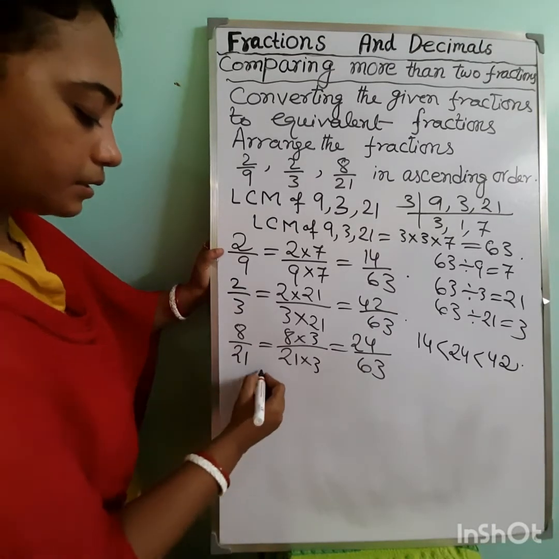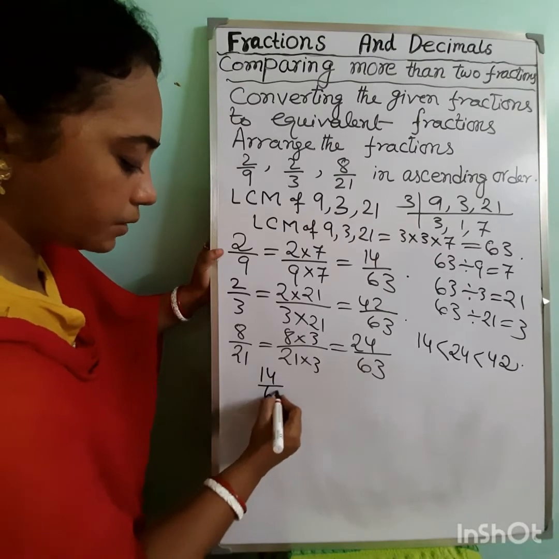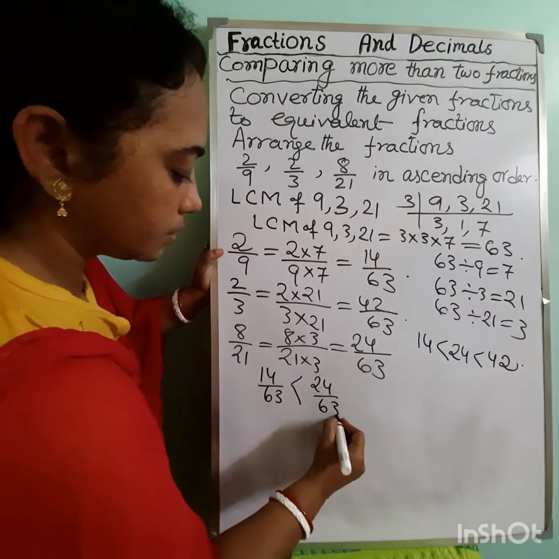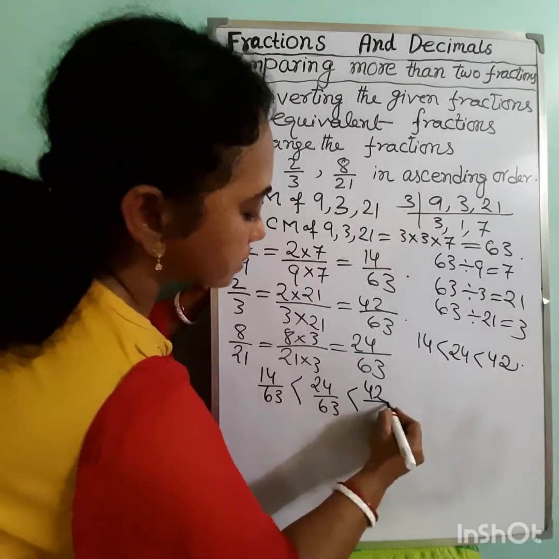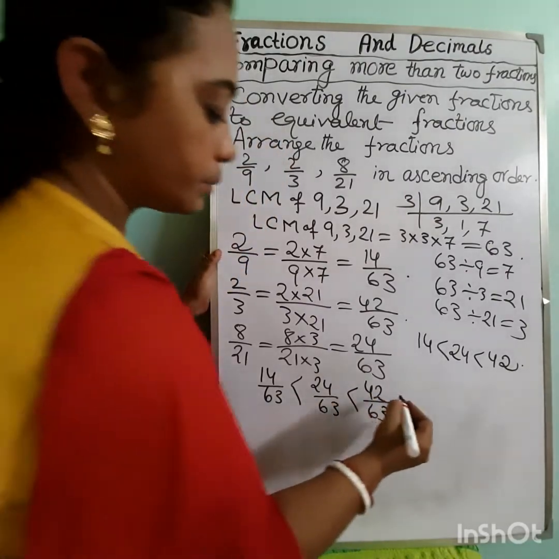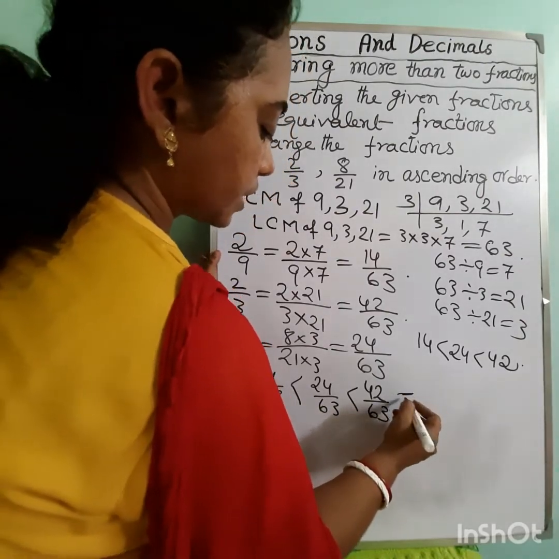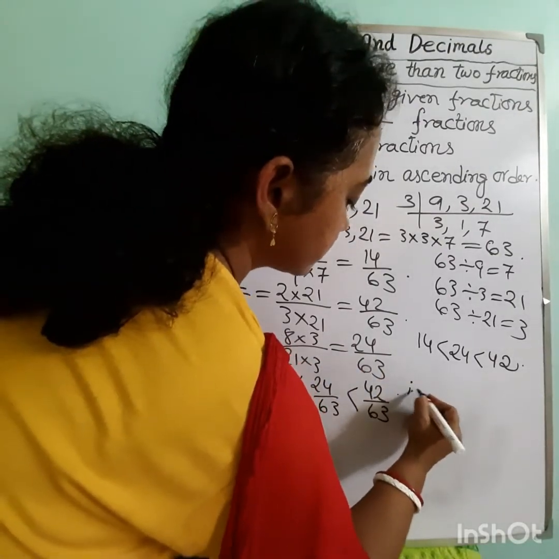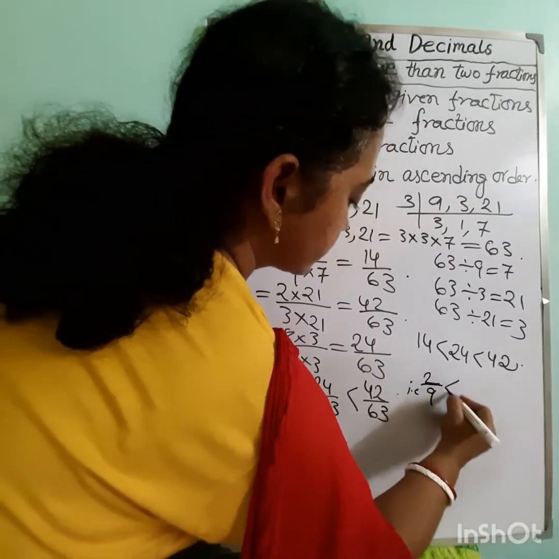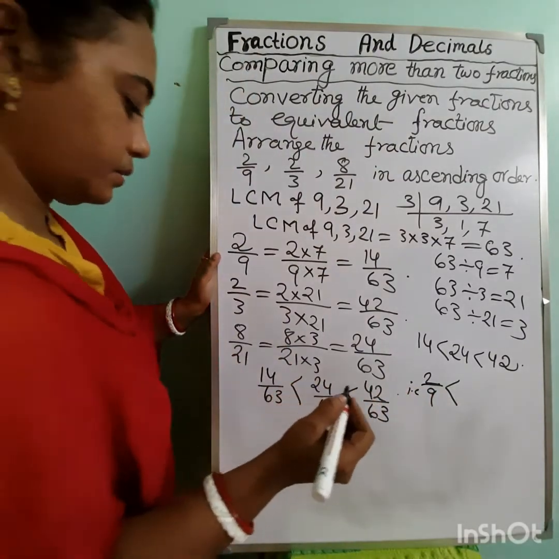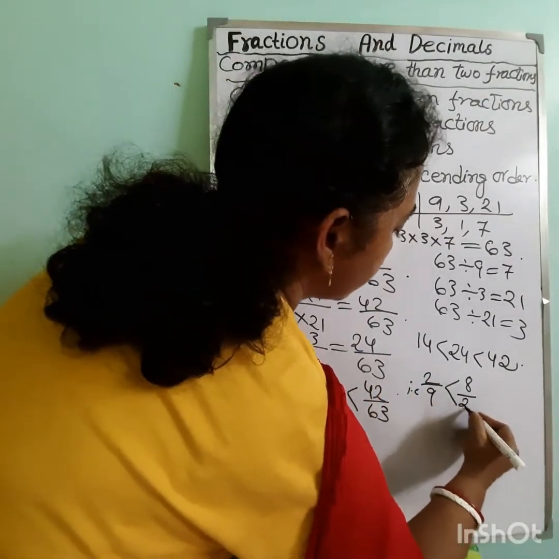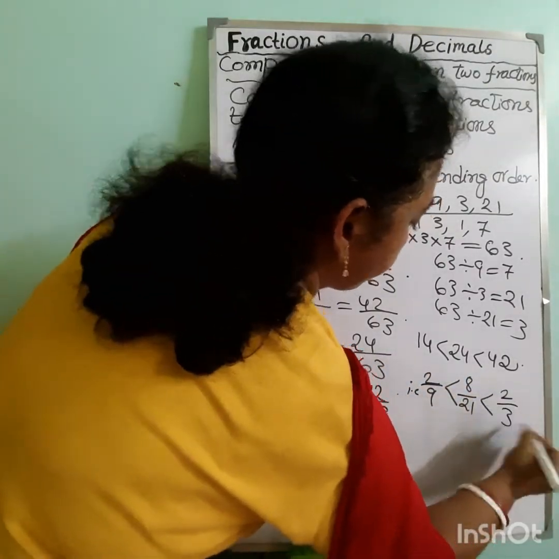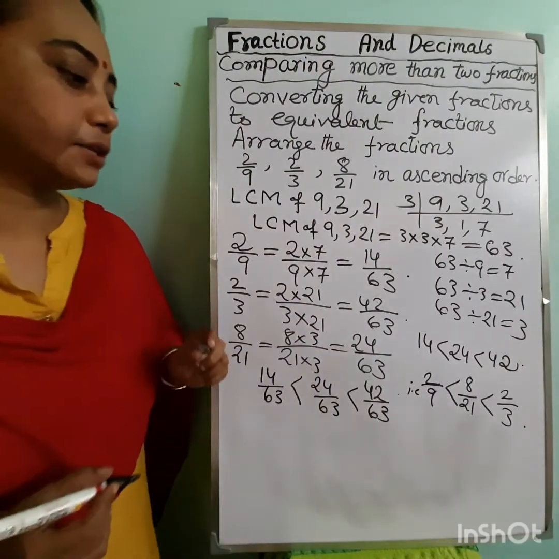So we can write it here as 14 by 63 is the smallest fraction, then 24 by 63, then 42 by 63, which can also be written as which numbers? 14 by 63 means 2 by 9. That is 2 by 9 is less than 8 by 21, and then it is less than 2 by 3. In this way we can do.